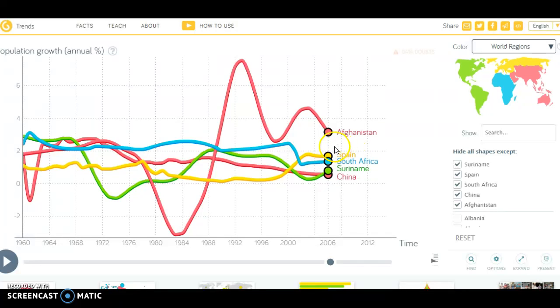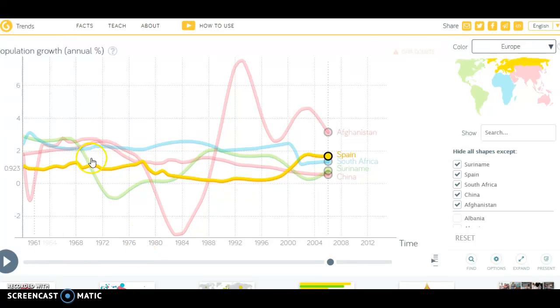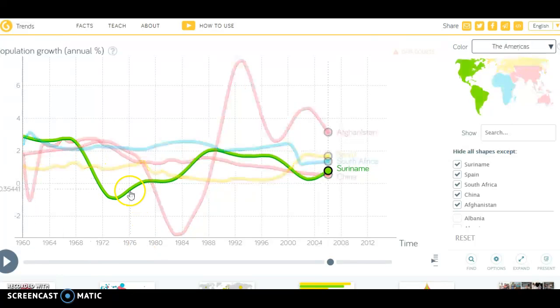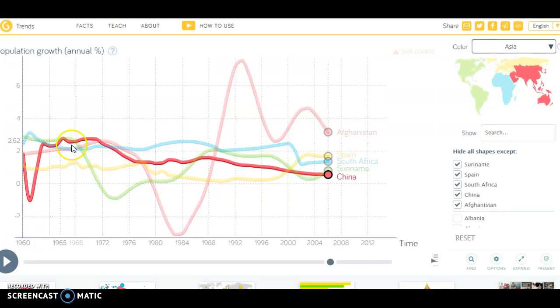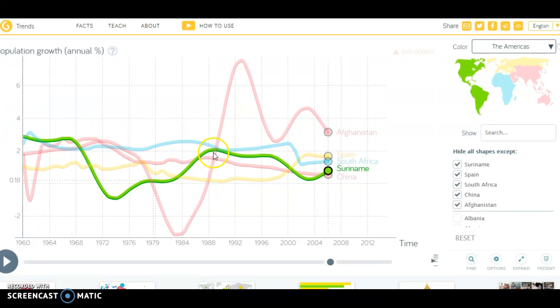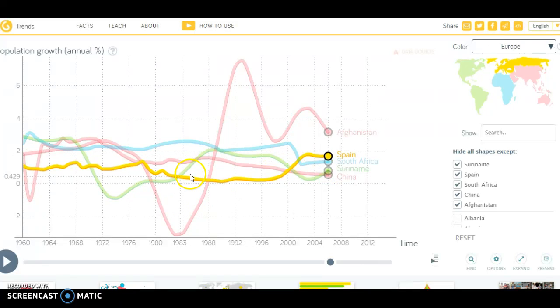So Afghanistan is the only country that made a big difference. Suriname also made a big difference, as you can see here. It really made a big difference in the population growth. Spain, not that much.